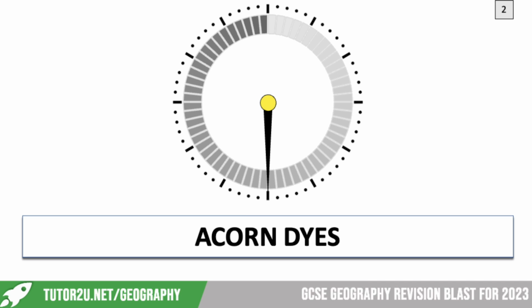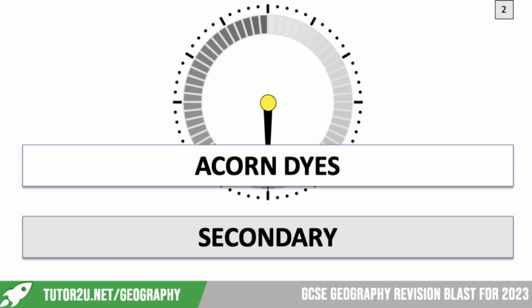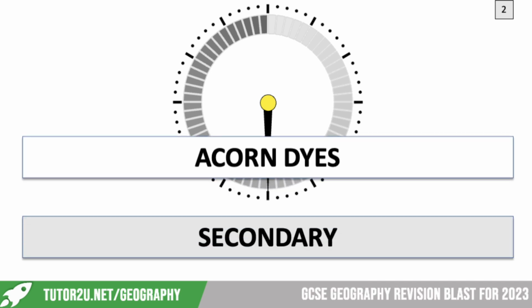Okay, let's see if you work this one out. It is secondary, so secondary jobs are all about taking a raw material and processing it into something else. They usually take place in factory environments. They're also known as manufacturing. Right, number 3.